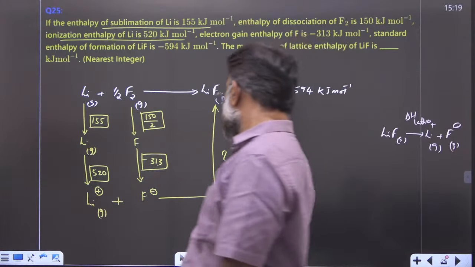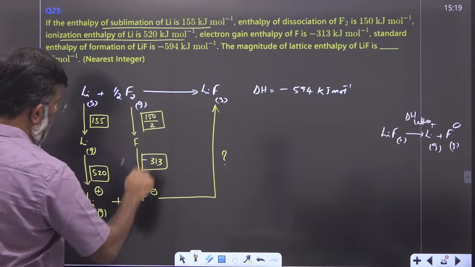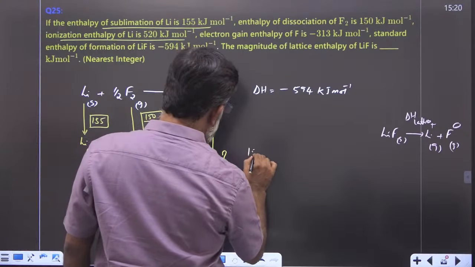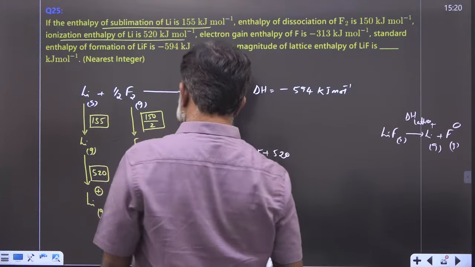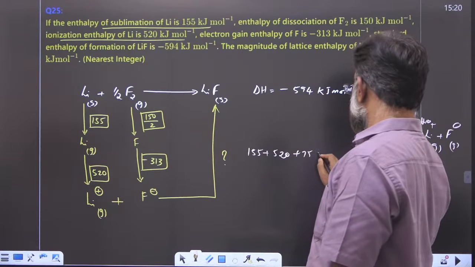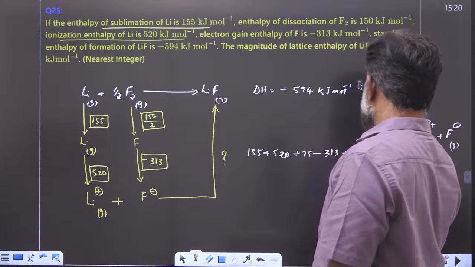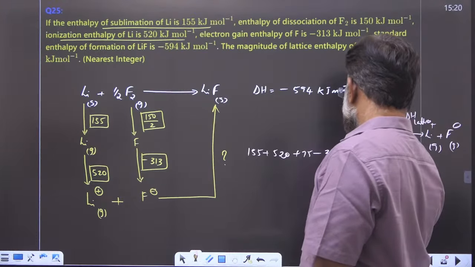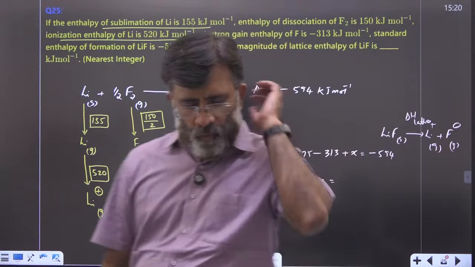Okay. The point is this plus this plus this plus this plus this equal to this. So 155 plus 520 plus 150 by 2, 75, minus 313 plus x equal to minus 594. Find out what is x.